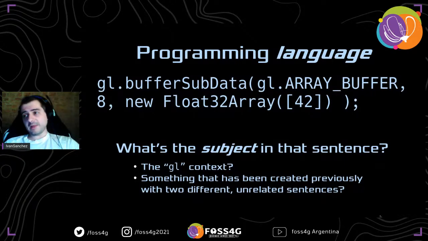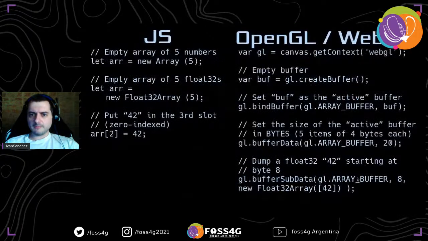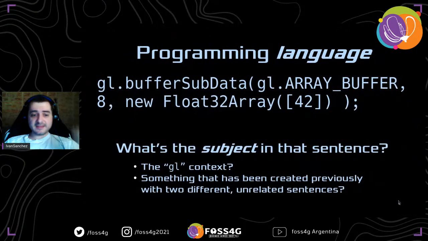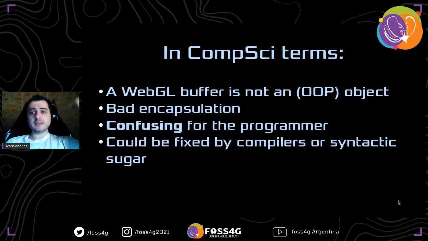So if we think of programming languages as languages, and I look at this specific sentence, what is the subject in that sentence? Because that's gl.bufferSubData. So I'm storing some subdata in a buffer of that context, but that buffer is an entity in itself. I have created a buffer just before with this thing, and I have stored it in this variable. So why am I not using that thing instead? Why do I have to bind the buffer and then say it's active and then do operations in that one? It just doesn't make any sense to do an operation in something that is completely unrelated. That breaks encapsulation.